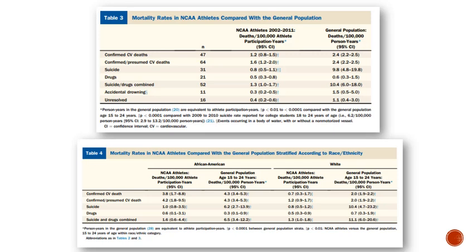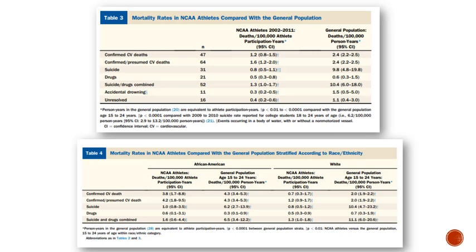Mortality rates. So presenting things. And I think what they're trying to do here is illustrate, okay, here were the mortality rates comparing the NCAA athletes versus the general population, and illustrating that there were significant differences with athletes being at a much lower rate than the general population. And we see that too then when they go down and take a look at comparisons between populations based upon race.